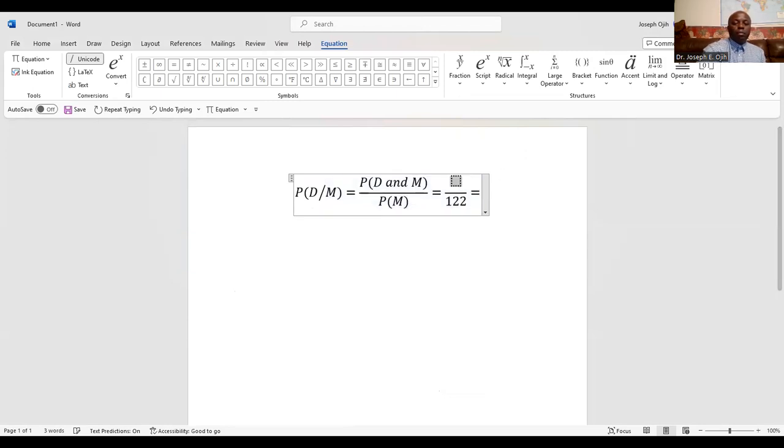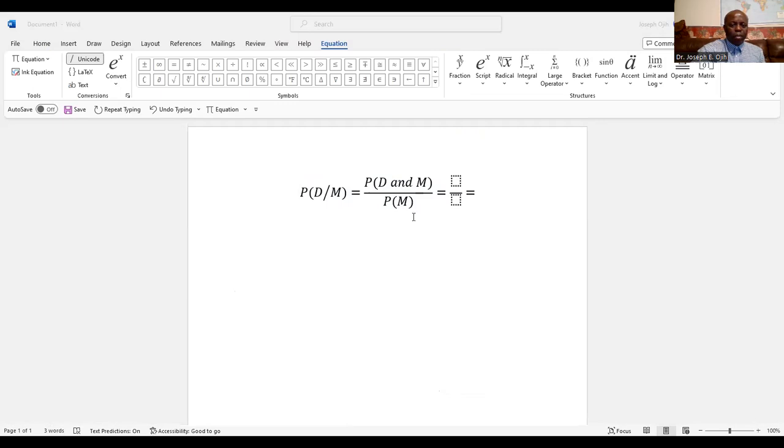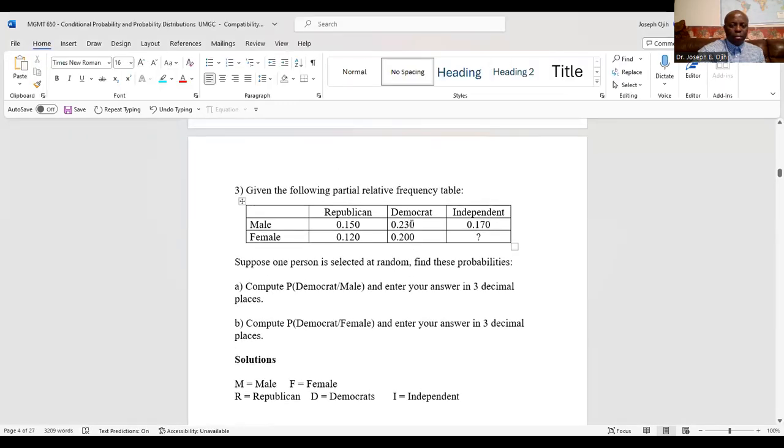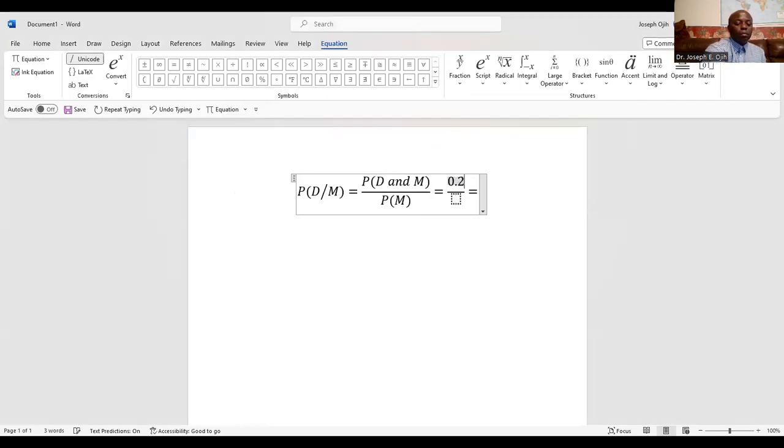Democrat and male. The probabilities are already given to us. Look at what represents Democrat and male. This is Democrats, this is male. They intersect here. Just Democrat and male, male and Democrat. See? So it's 0.230 divided by the probability of male.